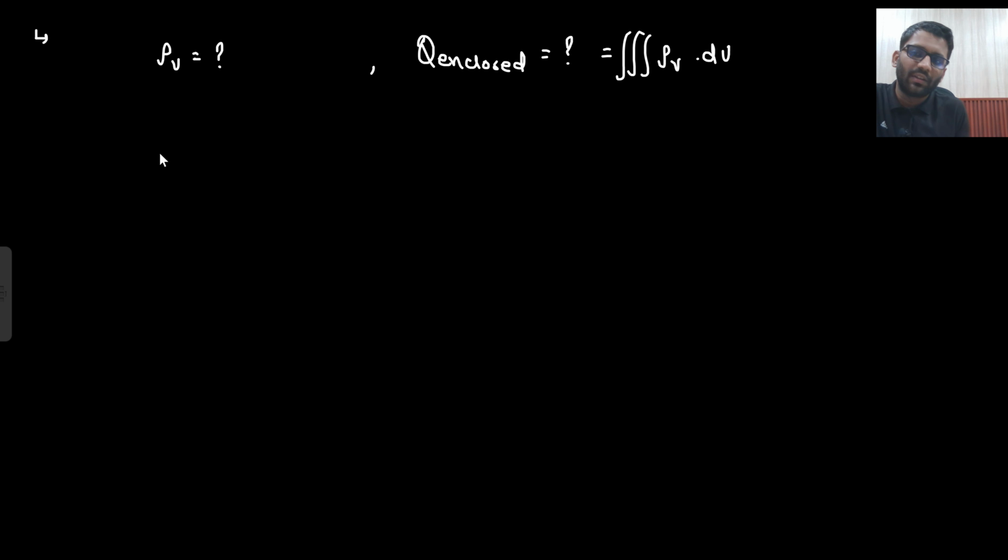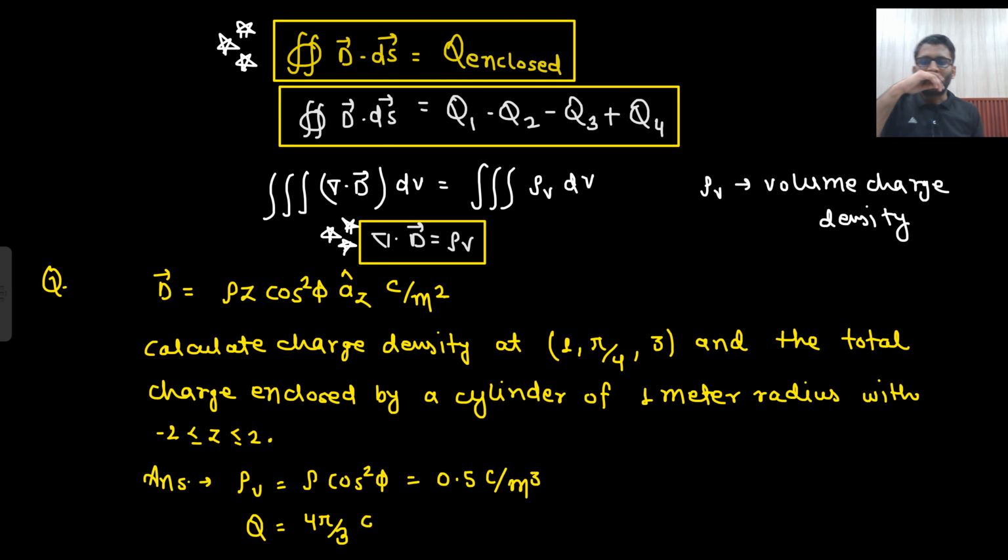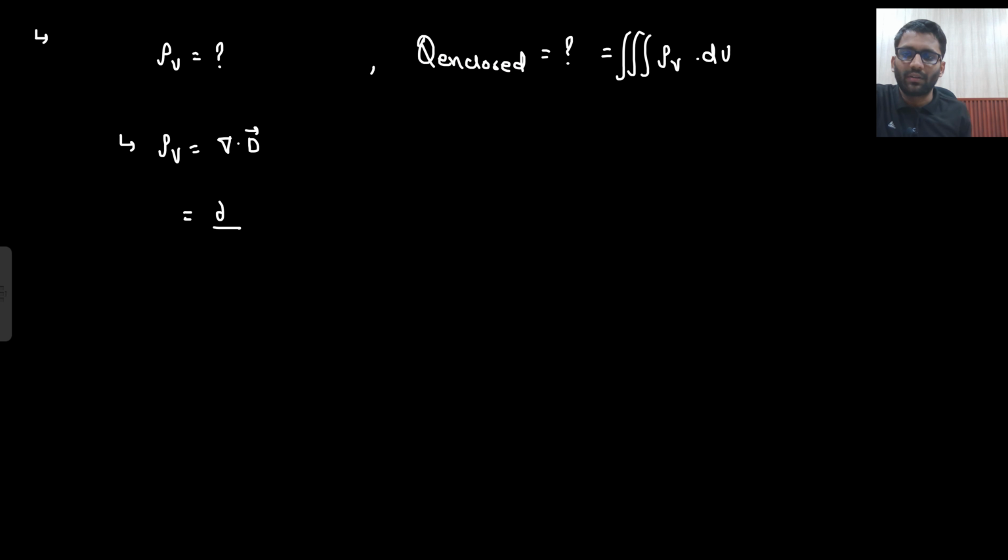So what is your rho v? Rho v is equal to del dot D, right? This is what I remember: del dot D is equal to rho v. So what I need to find is del dot D. How will I find it? Rho z cos phi. What kind of coordinate system is that? It is the cylindrical coordinate system. So for that I am going to write my del dot D. For that, what you will get is 1 by rho.